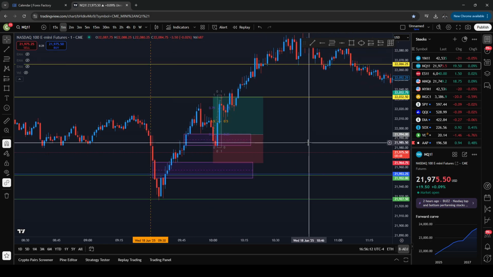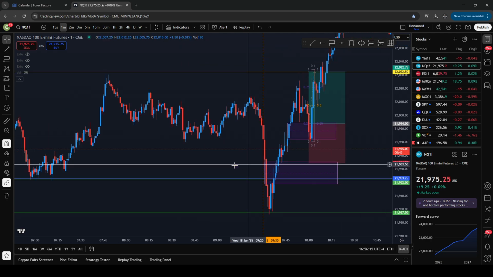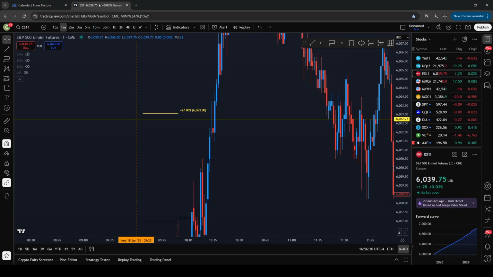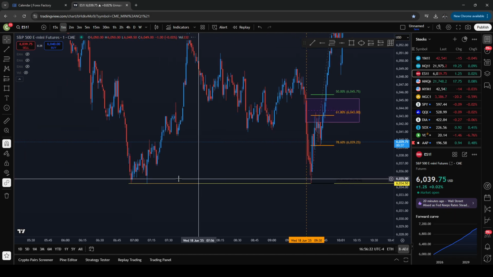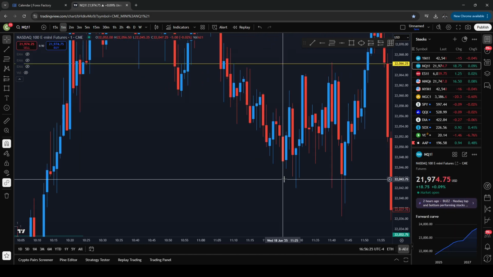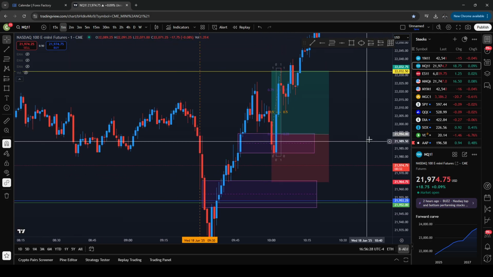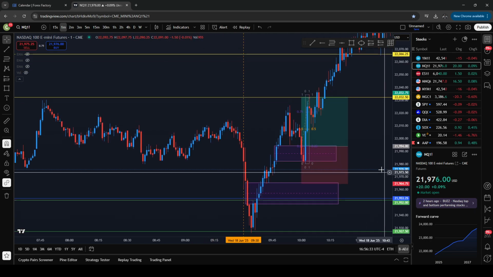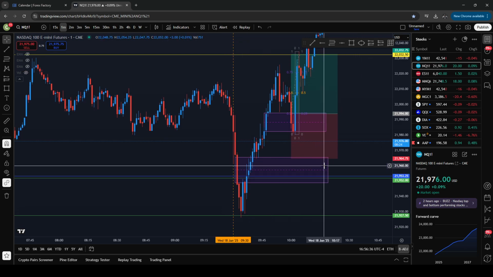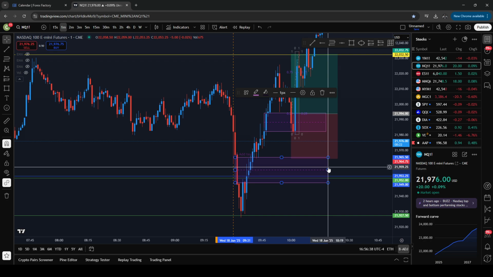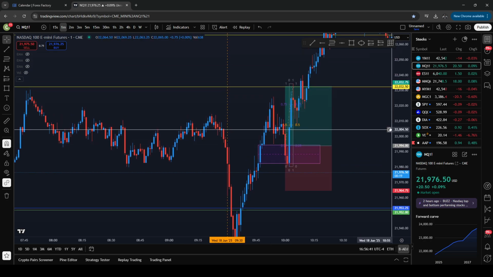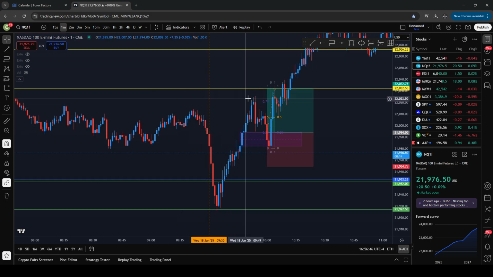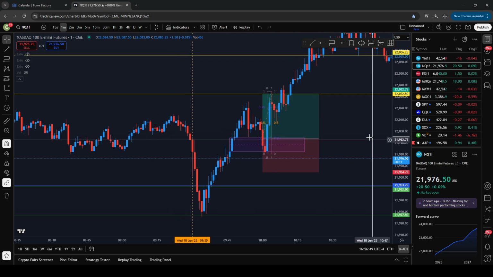We see liquidity being grabbed on NQ, and remember ES did not. It just made the equal lows here. So we see that. We see this inverse fair value gap. This is the first presented fair value gap of the day. As of right now, that was not used for my trading. So we see this push past these highs, and we see this fair value gap right here get used.